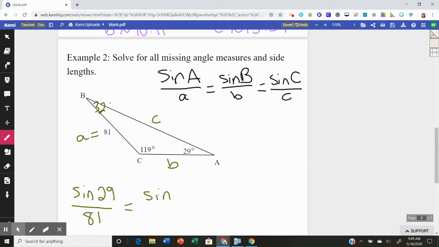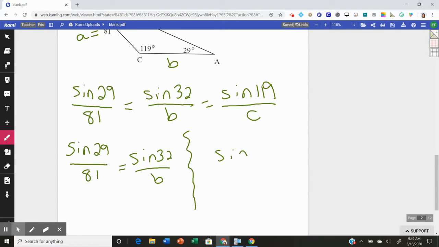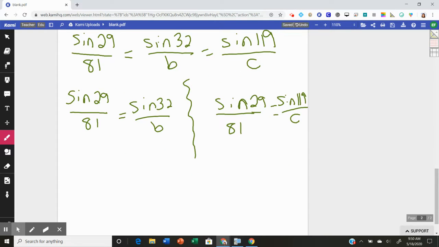Okay, so sine of 32 degrees over B has to be equal to the sine of 119 degrees over C. So again, I'm going to set this up as two different ratios that I can cross multiply and divide. Let's take a look at B first. And then separately, you make yourself a little line: sine of 29 over 81 is going to be equal to the sine of 119 over C.